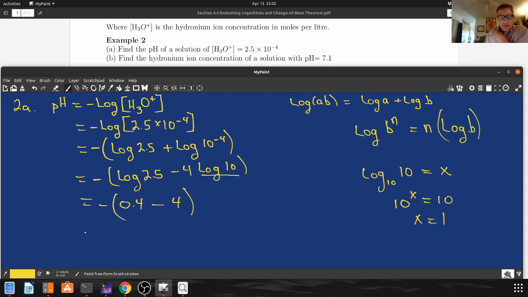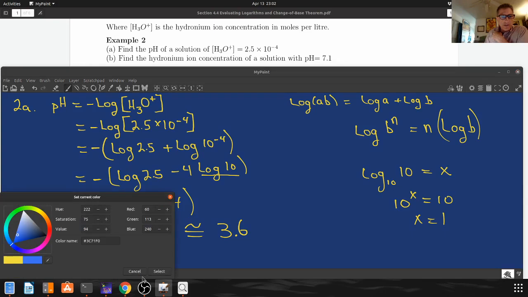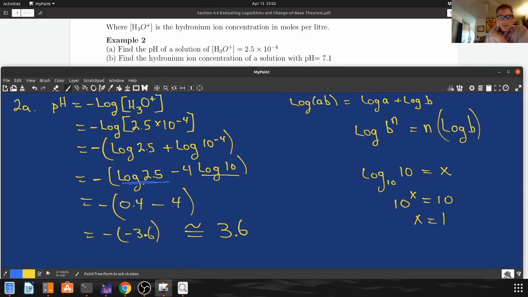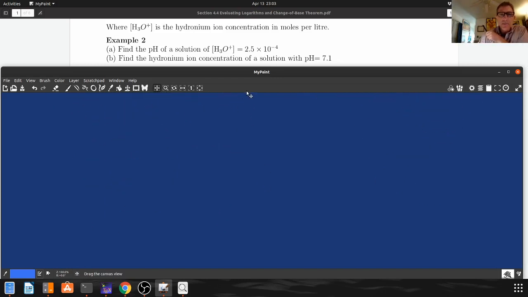And we have minus 0.4 minus 4, which is minus 3.6. And all of that, I'm taking the double negative here. So the answer is the pH is about 3.6. So literally, we only use the calculator to find one value, the log to the base 10 of 2.5, because the formula itself is given using the base 10 log.